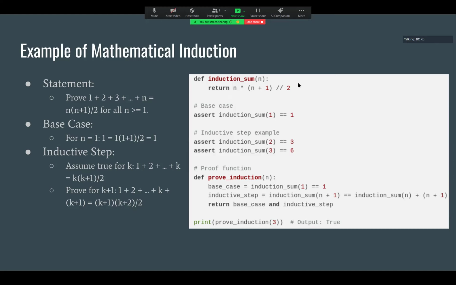And if you look at this Python code, we have a function called induction sum that computes the sum of the first n natural numbers using the formula that we talked about. And here, by using assert, we can quickly check the base case and inductive step for specific values of n being 1, 2, and 3.